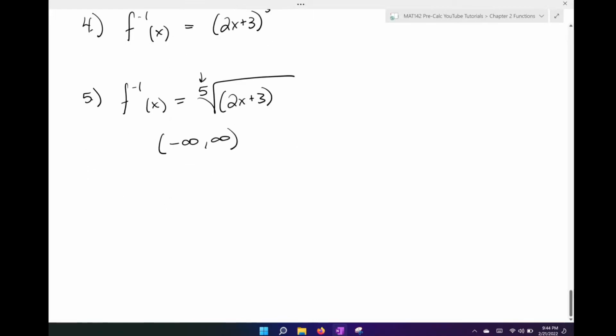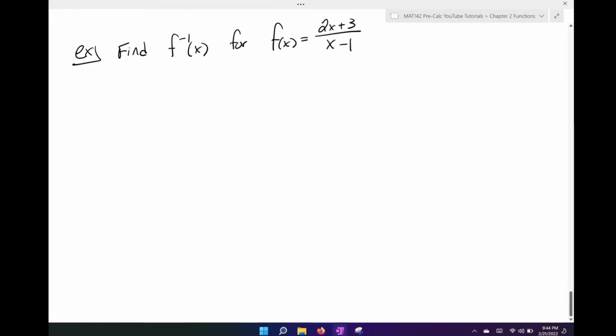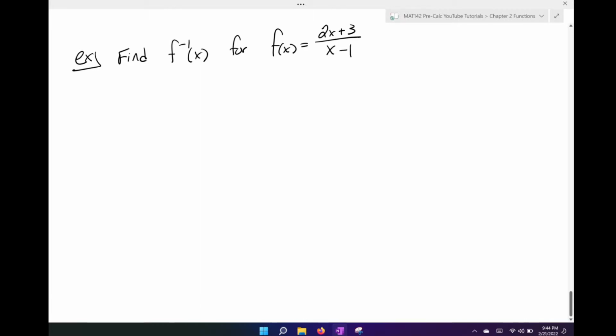So this next example, we just need to be clever on how we do our algebra. That's it. So we're going to find the inverse for f of x equals (2x + 3)/(x - 1). All right. So first things first, we know x cannot equal 1 because if x equals 1, we're going to get 0 in our denominator. We can't have that.